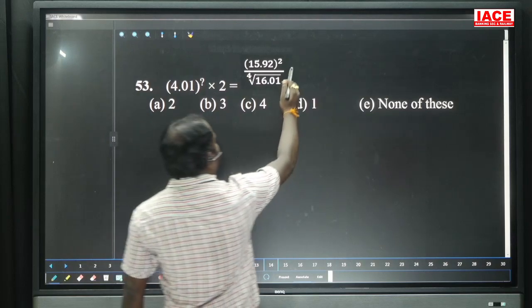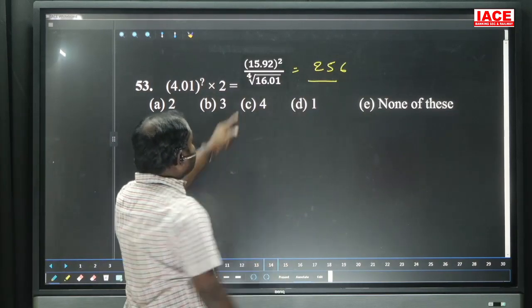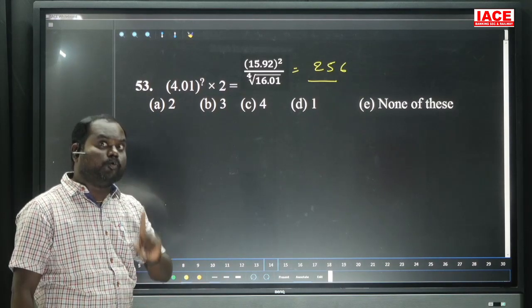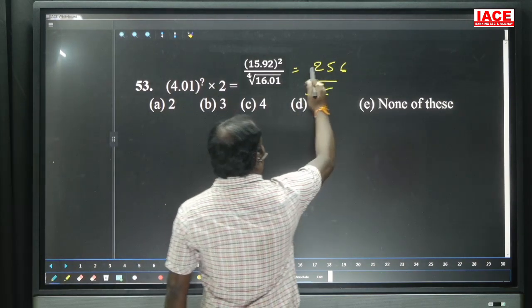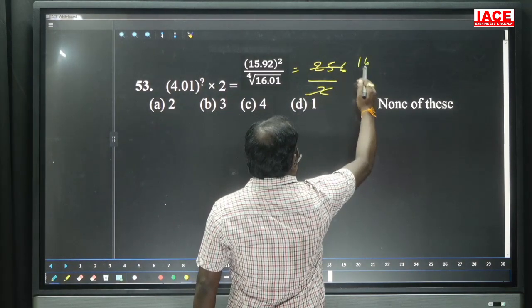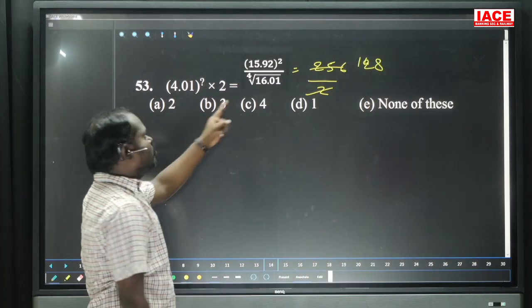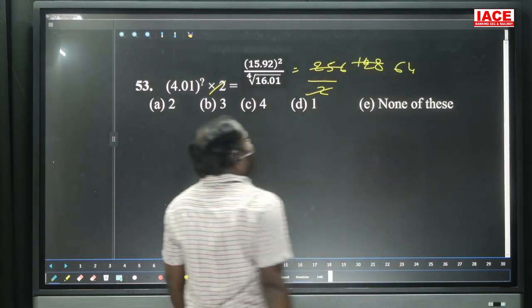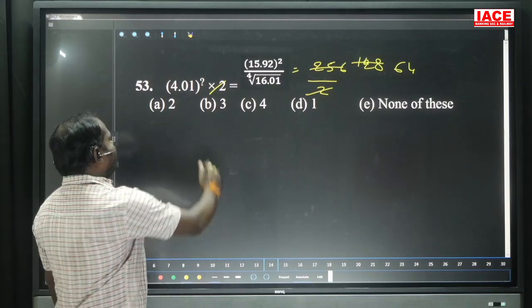16 square is 256, and here the fourth root of 16. Neglect the 0.01. 16 is the 2 to the power 4 value, so it is 2. Nothing but it is 140, sorry, 128 with 2, 128, 64. 4 to the power how much is 64? 4 cube is 64. So the question mark value is 3.